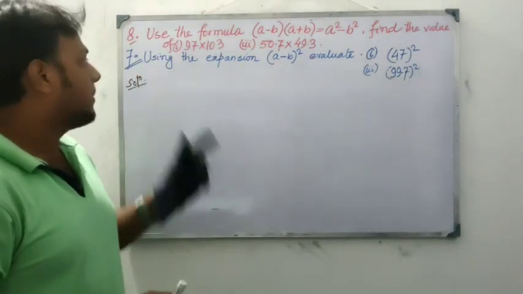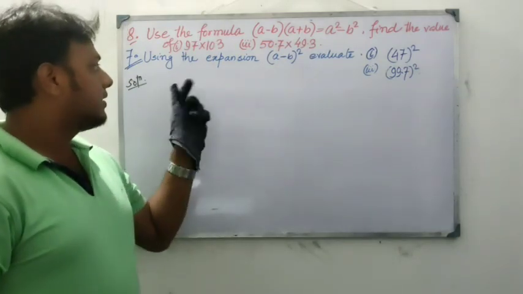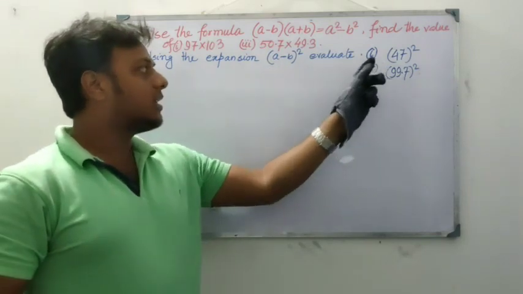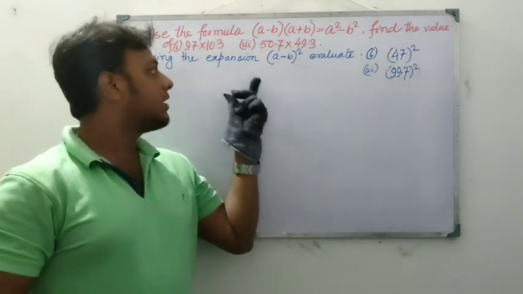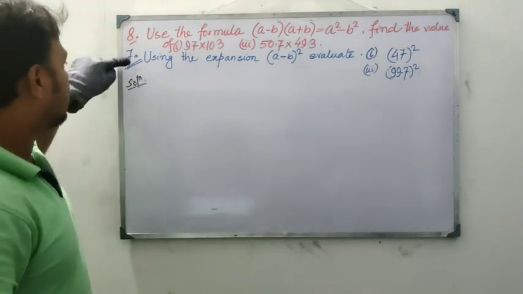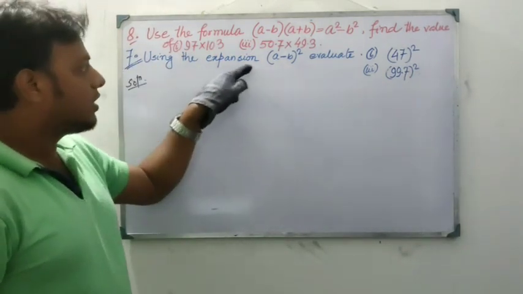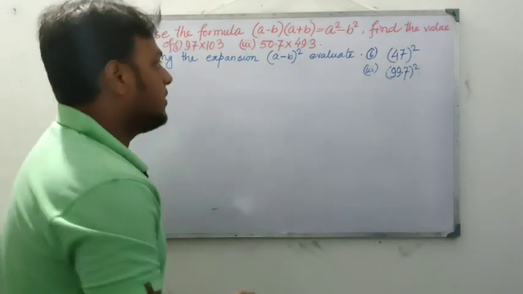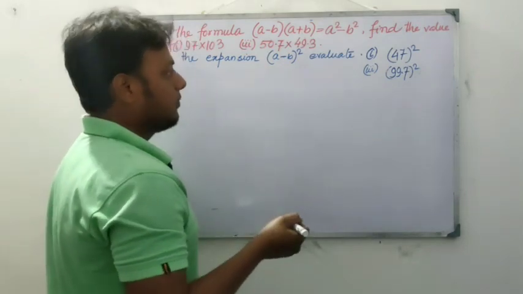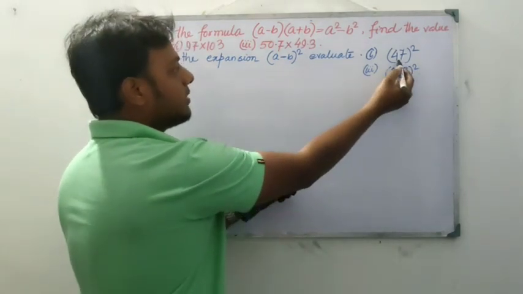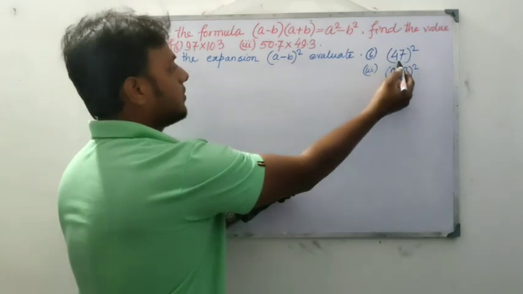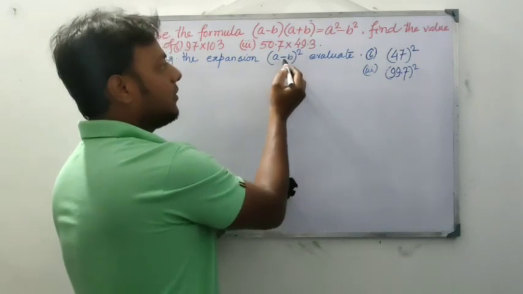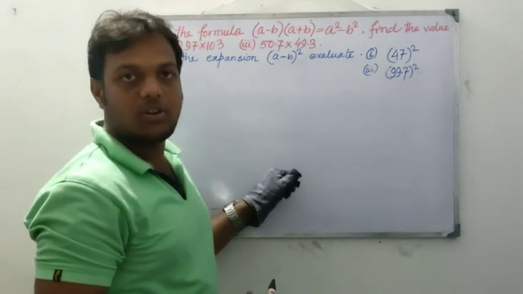Next, problem number 7. Actually, this is the same as problem number 6. In problem 6 we had to express the number in the form of a plus b, and for problem 7, read the question. Using the expansion of (a minus b) whole square, evaluate 47 whole square. That means we have to break this 47 into two parts so that the difference is 47. Here we have to use the expansion for (a minus b) whole square.